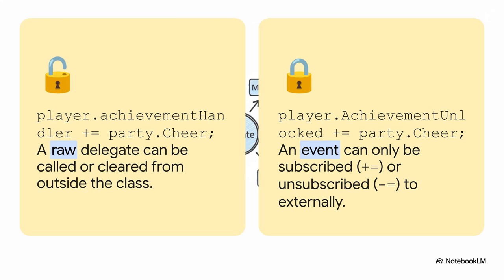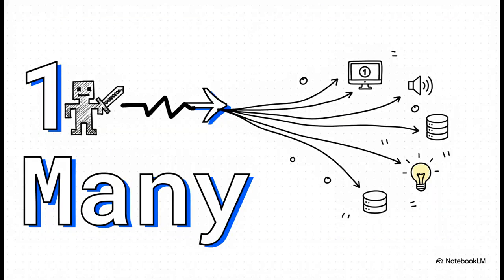And you can see just how closely related they are from the syntax. You declare it with the event keyword. But notice, it's still based on our achievement unlocked handler delegate type. And subscribing, it's the exact same plus equals operator. At its core, an event is pretty much just a safe wrapper around a delegate. So if there's one thing to remember, it's this powerful one-to-many relationship. You have one object, our player, that raises one single event, and that one event, which is secretly powered by a multicast delegate, can then notify many different subscribers. And the best part? The player knows absolutely nothing about any of them.